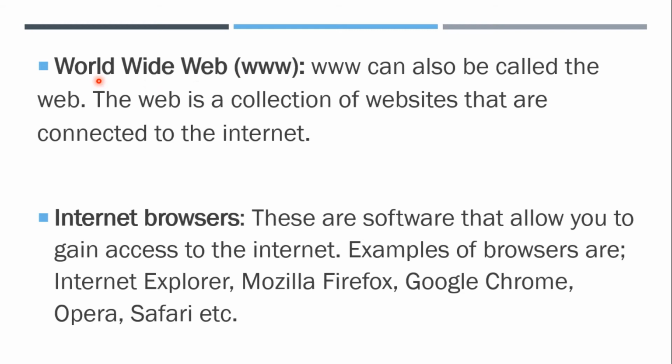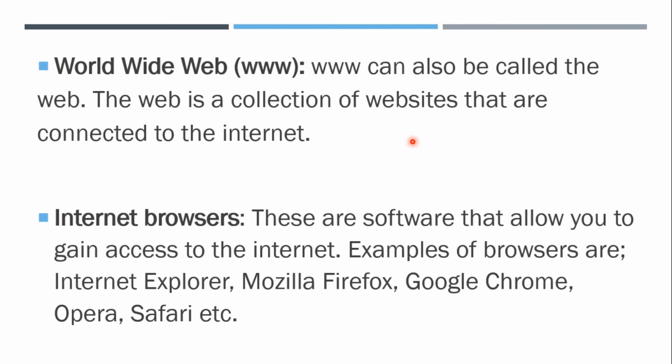www, World Wide Web. www can also be called the web. The web is a collection of websites that are connected to the internet. Another key thing you need to know. Now, the collection of websites, that means we have so many websites.